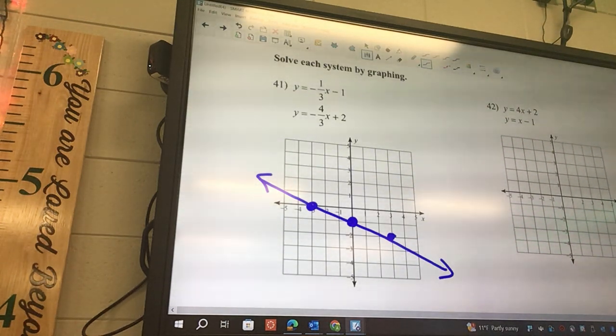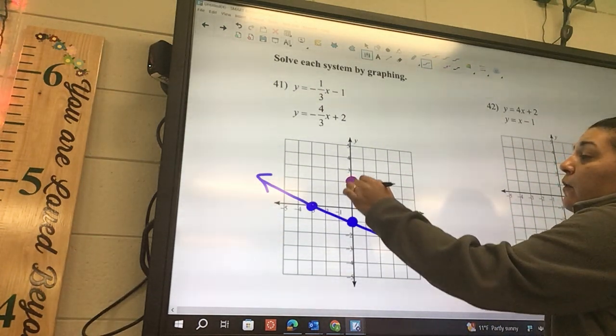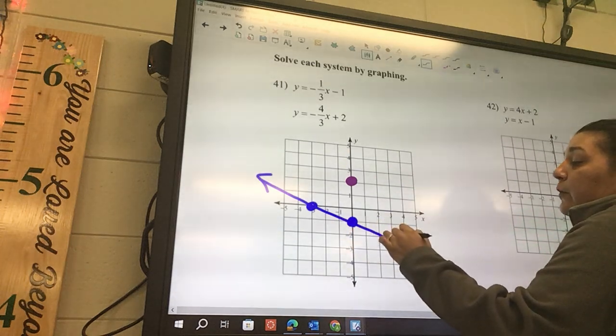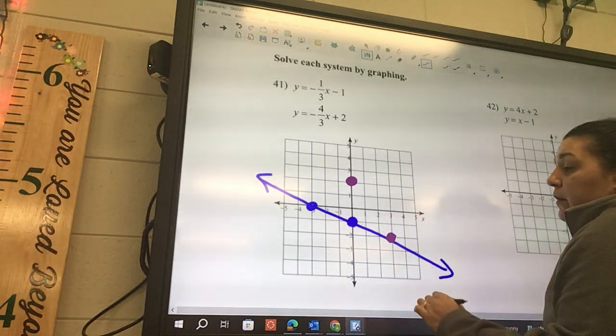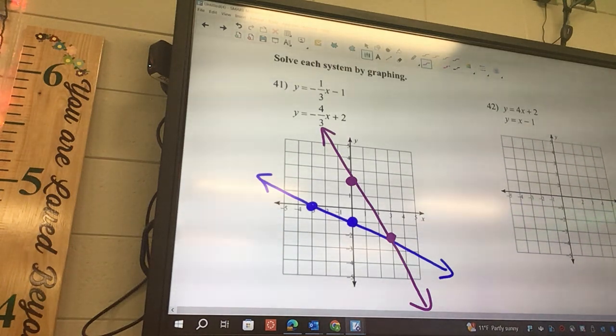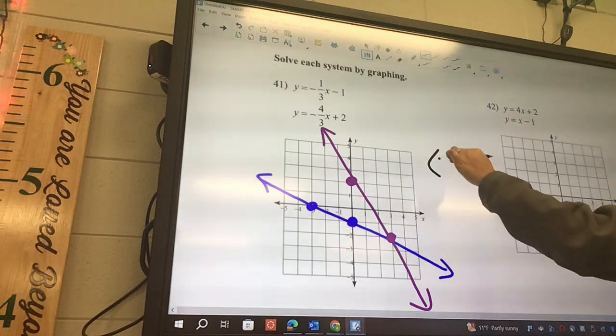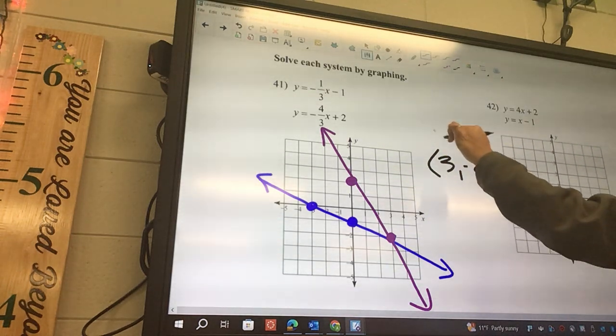Okay, line 2 starts where? At positive 2. And we're going to go down 4, 1, 2, 3, 4 over 3. Okay, and then they intersect at what? What is that intersection point? Negative 3, negative 2. Okay, so it goes x comma y.